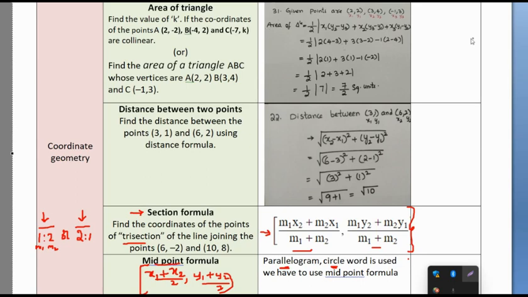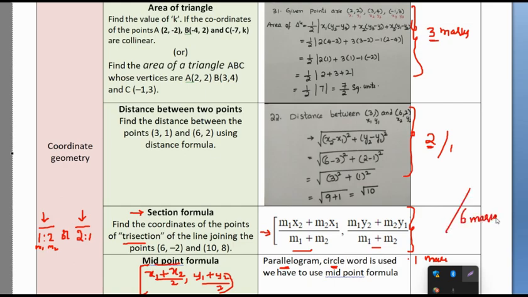So we'll see the weightage of this chapter. Area of triangle or section formula, trisection. They may give internal choice. Both will be for 3 marks. You can attempt any one. Distance between 2 points formula will be given either for 2 marks or 1 mark. Midpoint formula for 1 mark. So total weightage will be 3 plus 2, 5 plus 1, 6 marks.